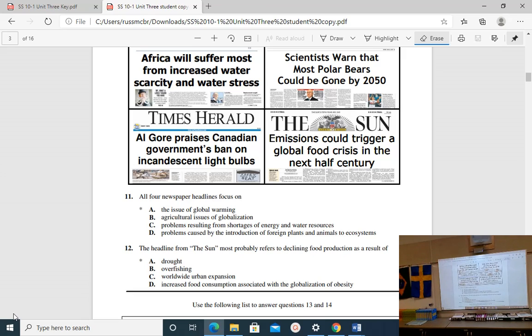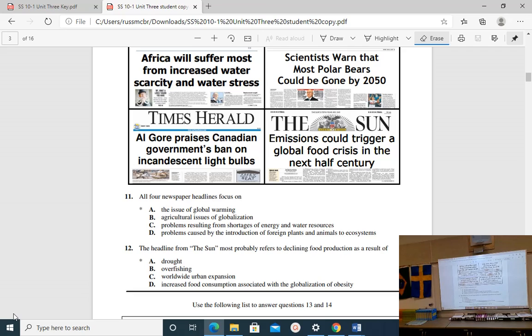Worldwide urban expansion. So emissions from growing cities, if it had something like that, emissions from the incursion of human footprint on the natural biosphere, then it could be that. But it just says emissions could trigger a global food crisis. So emissions could trigger a global food crisis in the next half century.